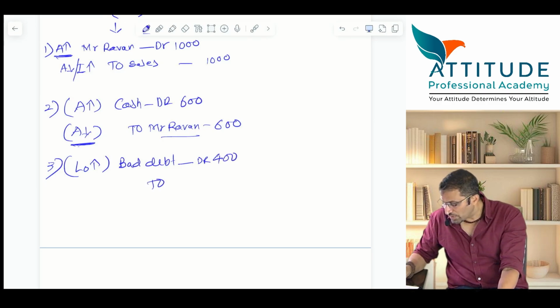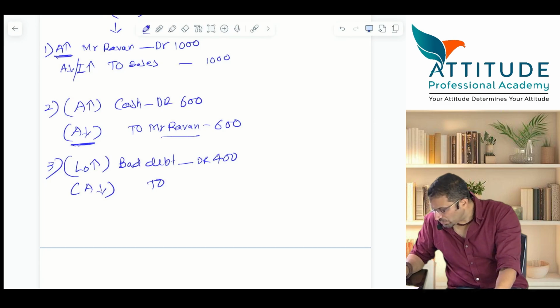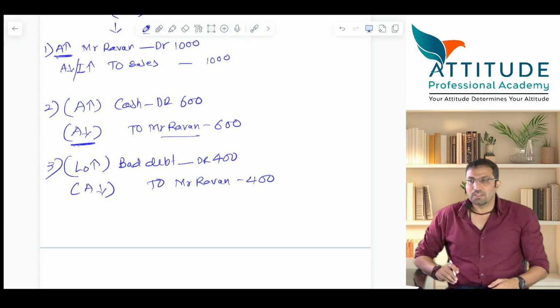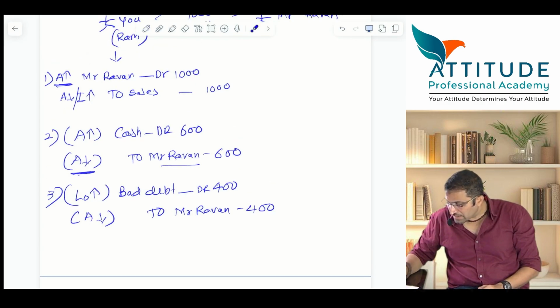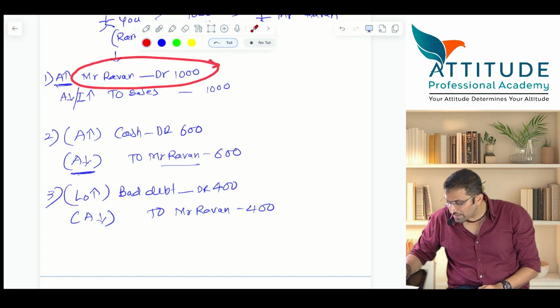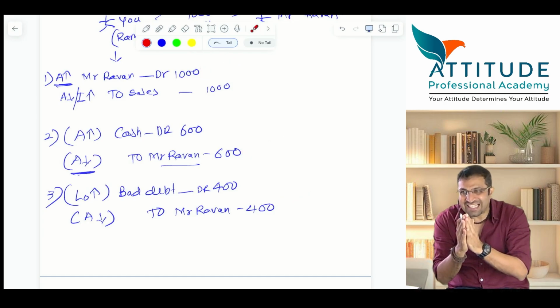Now, will the debtor's balance also reduce? Asset balance also reduces. That benefit which is receivable is not received now. Is that clear? You have to reverse it. To Mr. Ravan, how much? Now, analyze the transaction. Ravan debit how much? 1000. Ravan credit how much? 600. And Ravan credit how much? 400. So Ravan credit 600, Ravan credit 400 and Ravan debit 1000. His account gets tallied.